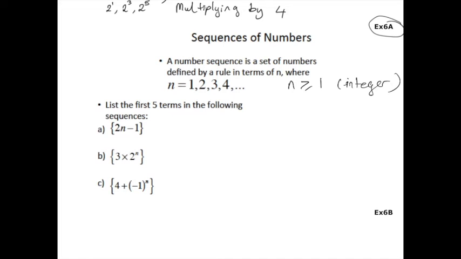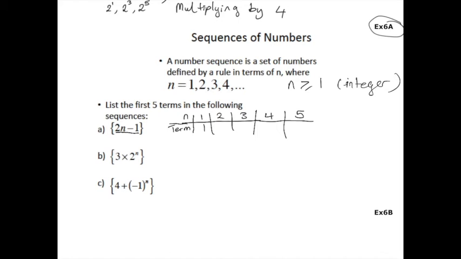List the first 5 terms in the following sequence. In other words, you're just substituting n is 1, n is 2, n is 3, 4, 5. If you wanted, you could even do a table where n is 1, 2, 3, 4, 5, and the term. So when n is 1, what do you get? We use these curly brackets, but in here is the rule. So substitute n is 1 in there, and what do you get? Just 1. 2 times 1 is 2, minus 1 is 1.